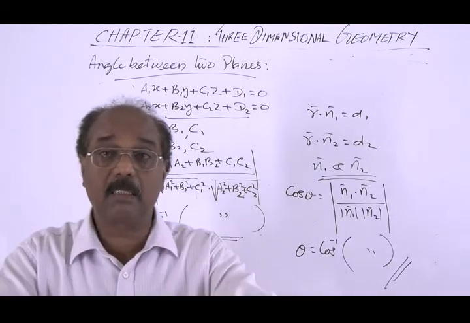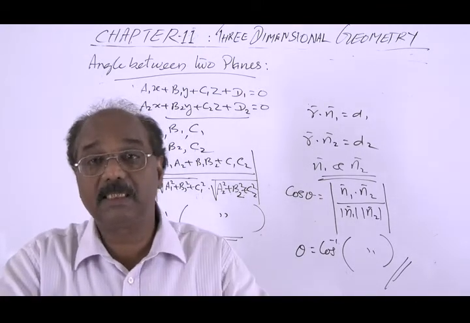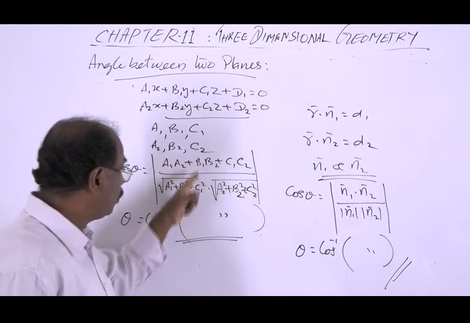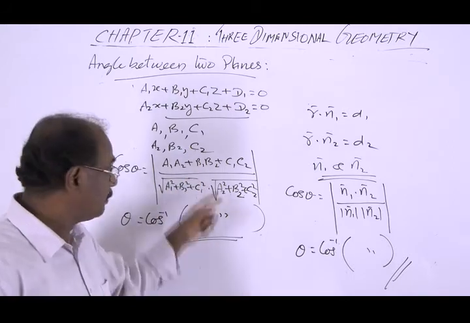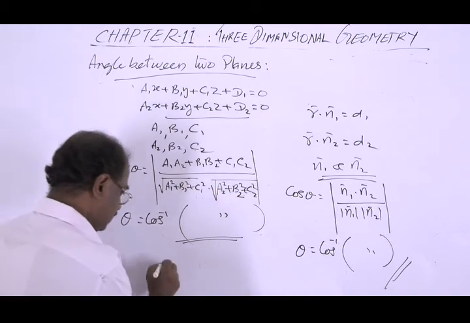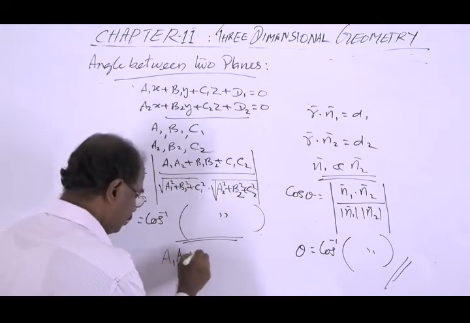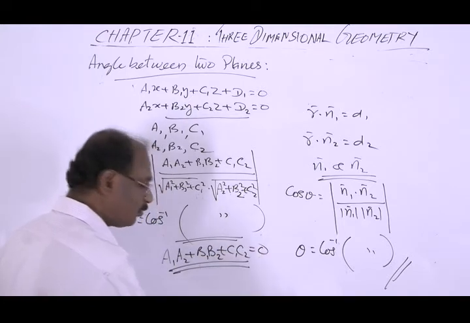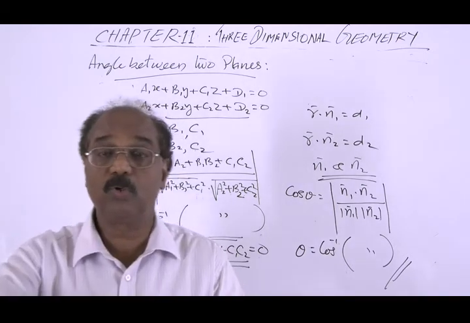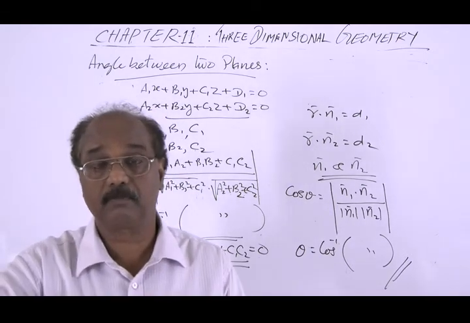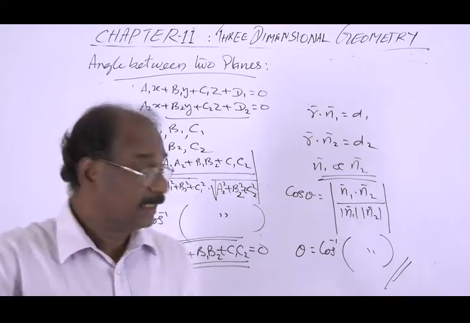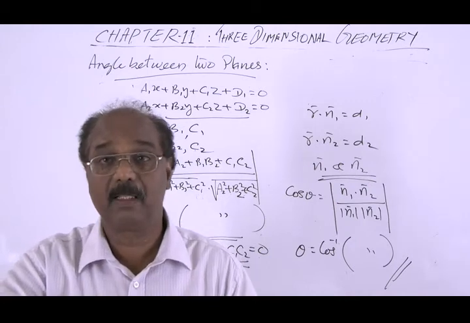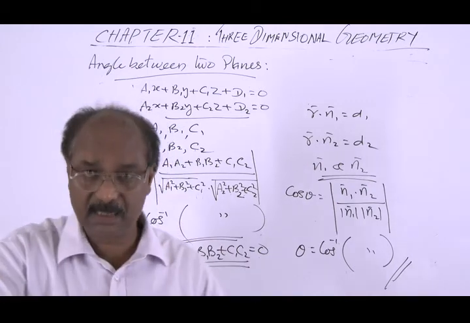Suppose the two planes are perpendicular, then theta is 90, cos theta is cos 90, which is 0. So this fraction equals 0. This means the numerator equals 0. That is, a1 a2 plus b1 b2 plus c1 c2 equals 0. And this is the condition for perpendicularity of the two planes. A similar result we have seen in the case of lines.